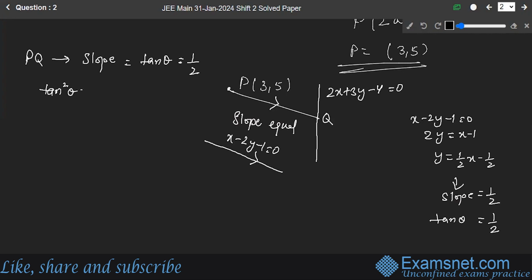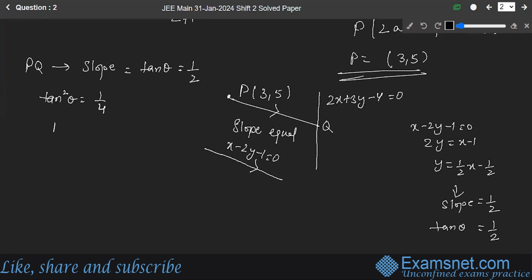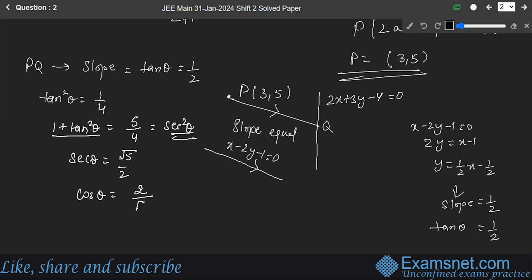Now let's calculate, squaring both sides. You have tangent square theta is equal to 1 by 4. Adding 1 to both sides, you will get 1 plus tangent square theta is equal to 5 by 4. This is nothing but your secant square theta, since 1 plus tangent square theta is equal to secant square theta. So your secant theta will be root 5 by 2, or cos theta will be equal to 2 upon root 5. Similarly, applying cos theta is equal to root of 1 minus sine square theta.